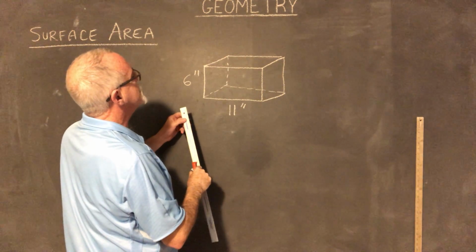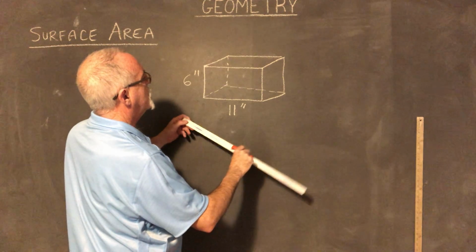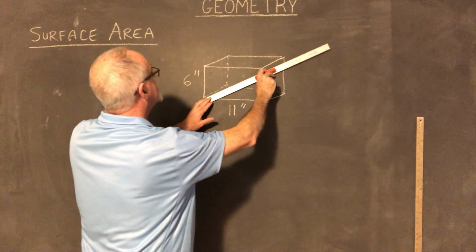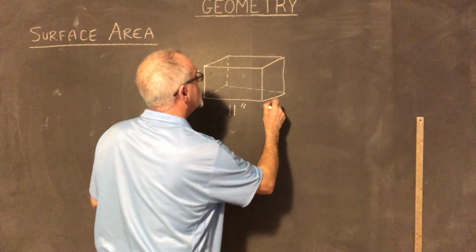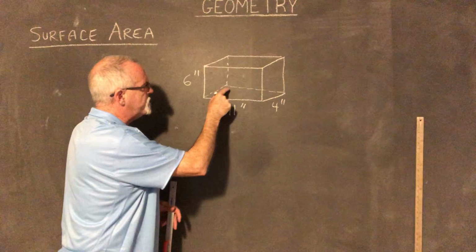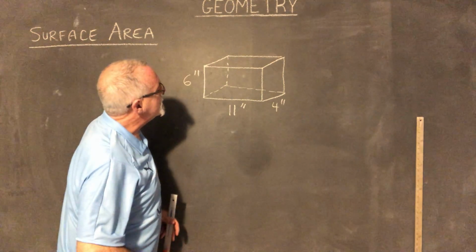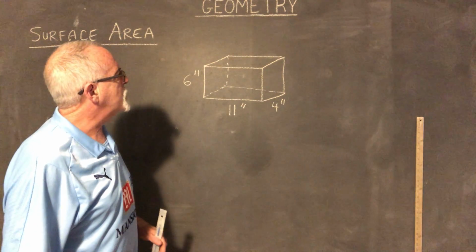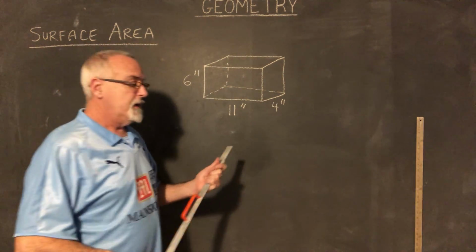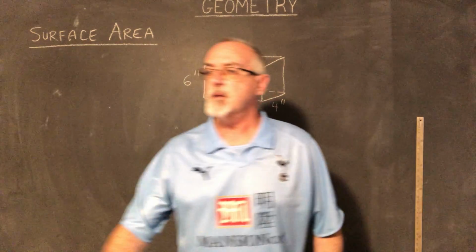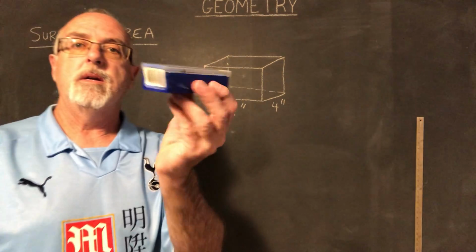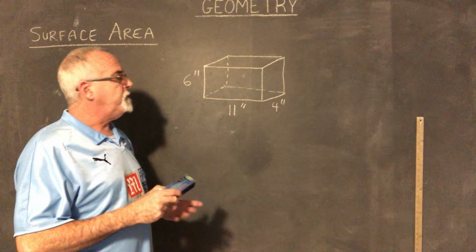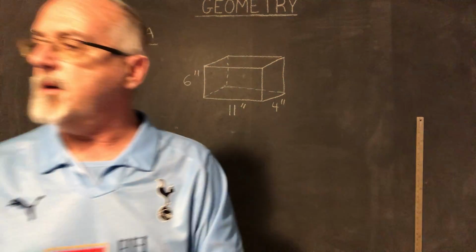And then this is the one I haven't measured yet. I'm going to call that 4 inches. The worst part of my drawing is this corner over here. That's not really where it belongs. I should mess around with it and make it look better. But we now have a box. It's kind of like this little box of staples, but it's bigger, because 6 inches by 11 inches by 4 inches is quite a bit bigger than this one I have in my hand.